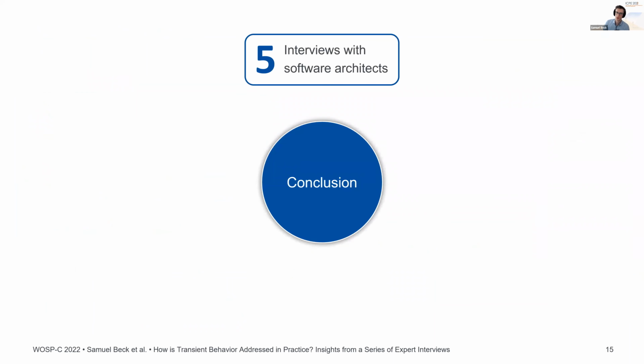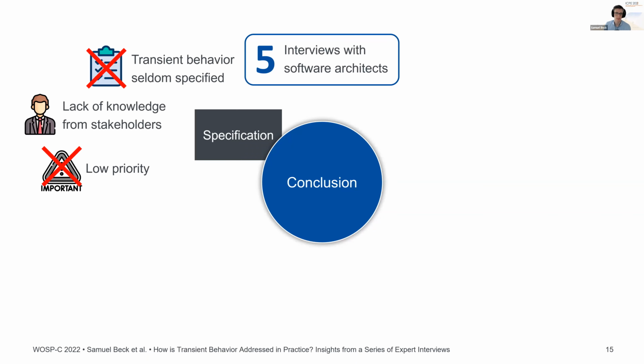That brings me to my conclusion. I've presented 5 interviews that we held with software architects about transient behavior. We found out with regards to specification that transient behavior is only seldomly specified at the moment. Reasons for that are a lack of knowledge from stakeholders and a perceived low priority of transient behavior.